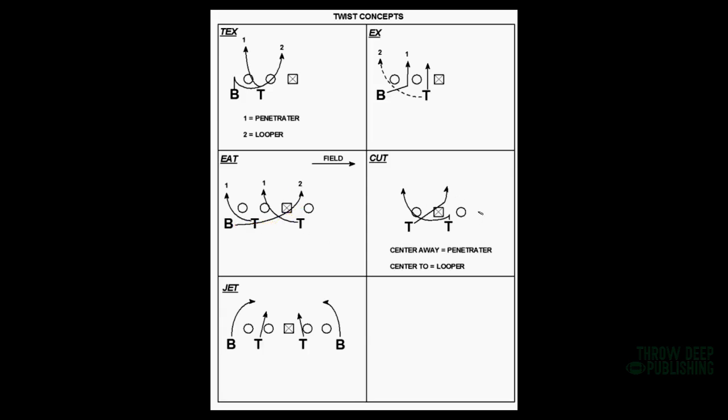And then our inside two, we have a cut call where the three technique will penetrate, and the nose tackle will make contact, and he will loop. Then if we ever make a jet call, all four guys are just going to tee off vertical.